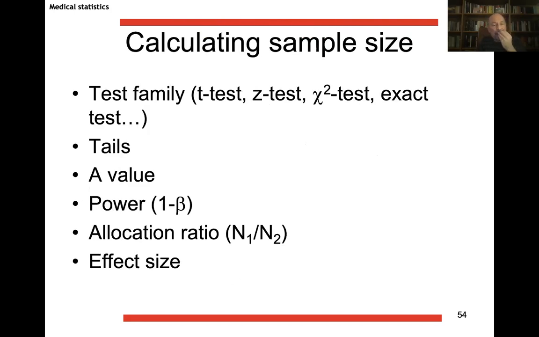So the problem is how do you calculate the sample size? How many patients do I need to enroll to give a final answer, this is effective or is not effective? First you have to decide which test you want to do. It goes from t-test, z-test, log rank, chi-square, exact test, whatever. Then the number of tails, so only if you want to see that one is superior to the other, for example. Then you have to decide your alpha value. Sorry, this is alpha, it's not A. And the power, the 1 minus beta. The allocation ratio: how many patients in one group and how many patients in the other group. And the effect size. So what do you expect? Do you expect a large difference or do you expect a small difference? That's very important.